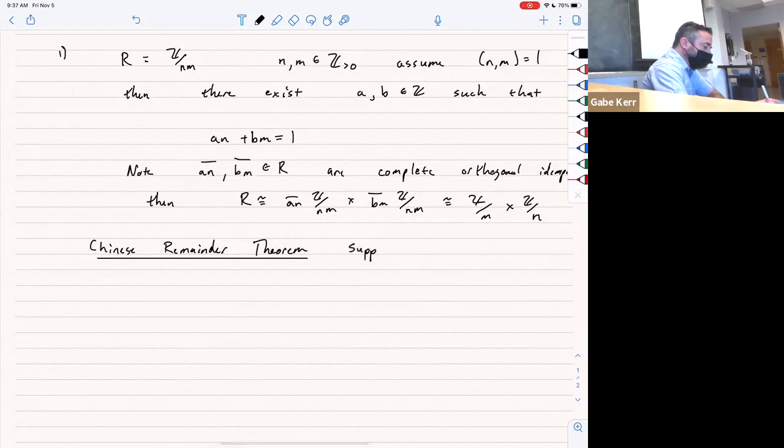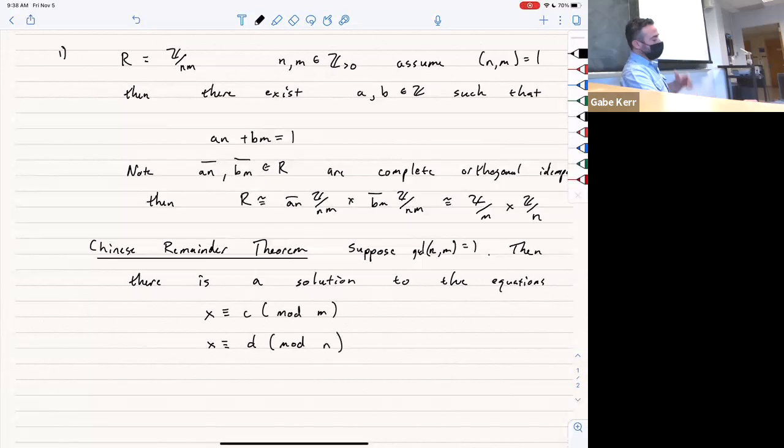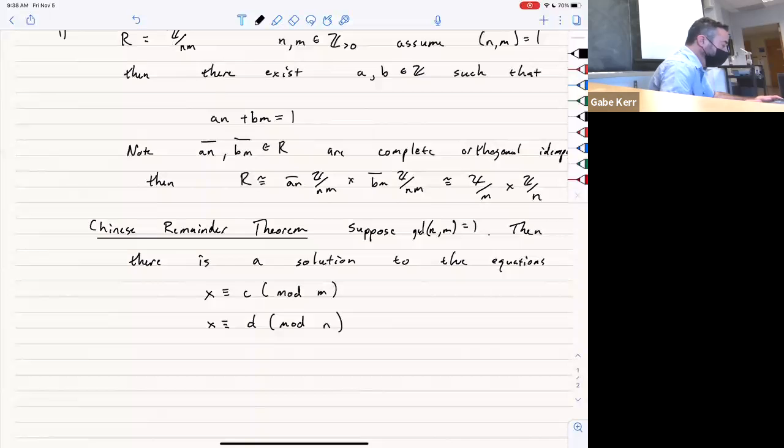So suppose N and M have GCD 1 as above. Then there's a solution, more or less unique, to a pair of system equations: X congruent to something mod M, and X congruent to something mod N. You can write down a list of these, and if you have pairwise relatively prime moduli, you can write down a whole list.